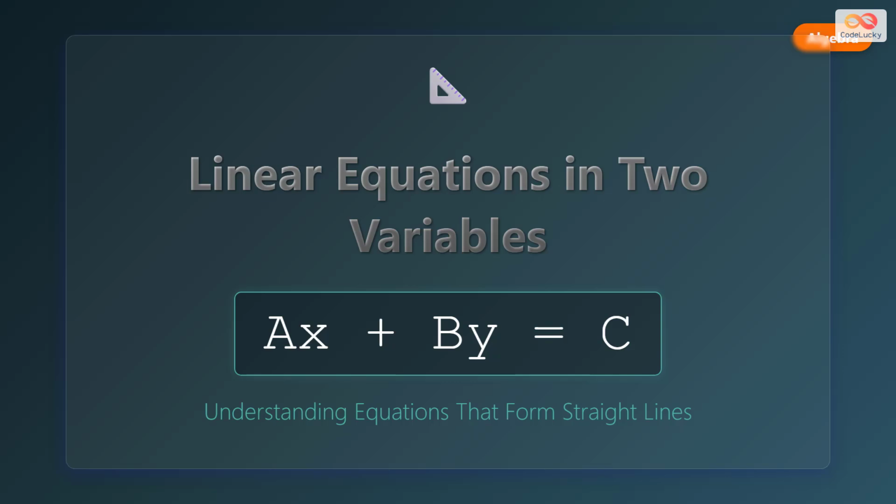Welcome to this lesson on linear equations in two variables. Today, we are going to explore the fundamental building blocks of algebra, specifically looking at equations that create straight lines. We will break down the standard form, Ax + By = C, and understand what every part means.